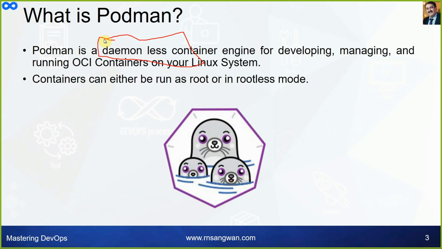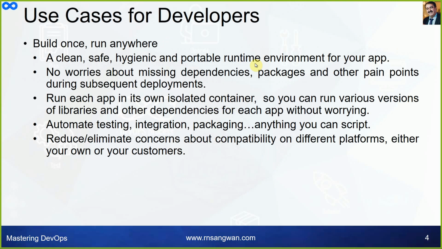Podman is not running permanently. It takes the request and then accordingly acts on the command you send to it. So that's the main difference between Docker and Podman. Podman is daemonless, whereas Docker is a daemonized process. It is a replacement or alternative to Docker for managing and running containers on your Linux system. Containers can either be run as root or in a rootless mode.